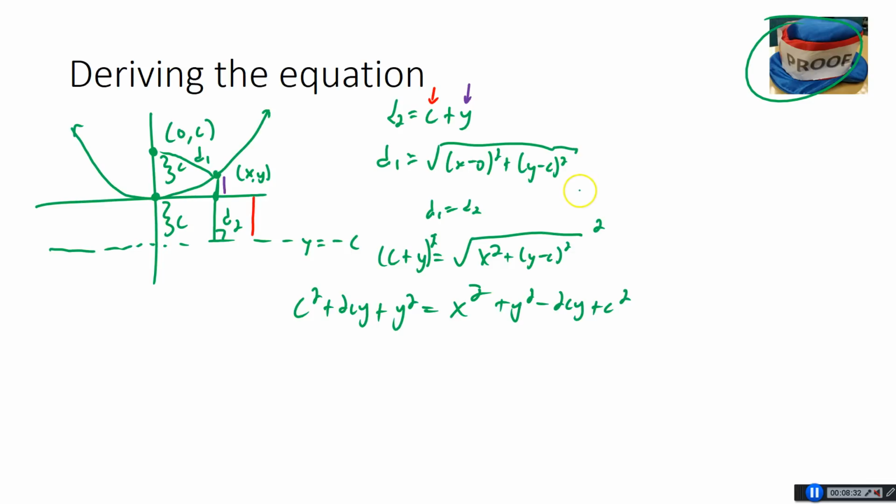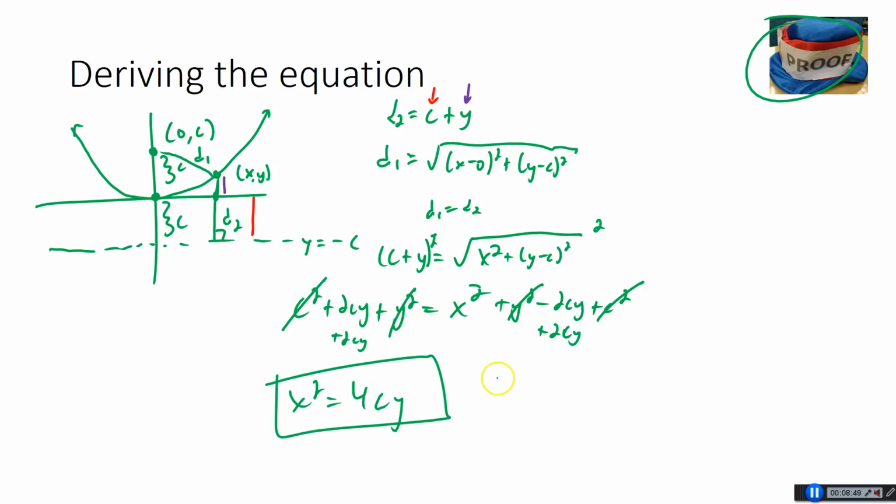Beautiful thing about this is a lot of stuff just disappears. The c squared we can subtract from both sides. The y squared we can subtract from both sides. Now what I'm going to do is add 2cy to both sides, so it disappears from this side. Plus 2cy, plus 2cy. And I end up with x squared is equal to 4cy. And this is the general form, or the standard form, for a parabola.